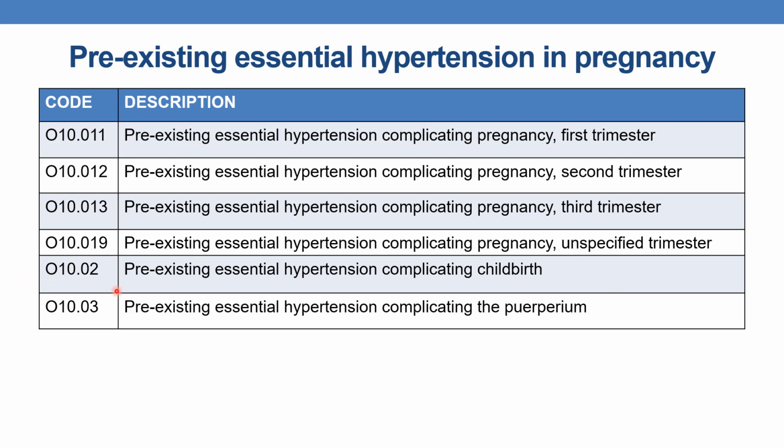Whereas O10.02 is the code for pre-existing essential hypertension complicating childbirth. And O10.03 is the pre-existing essential hypertension complicating puerperium. The fourth character is 0 in all cases, and fourth character 0, O10.0, indicates pre-existing essential hypertension complicating pregnancy.